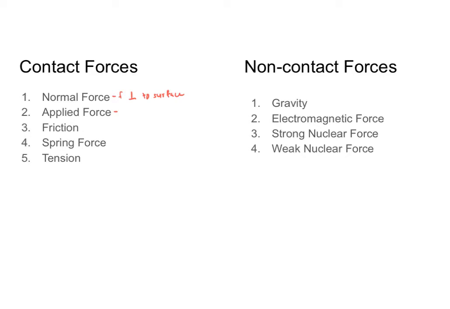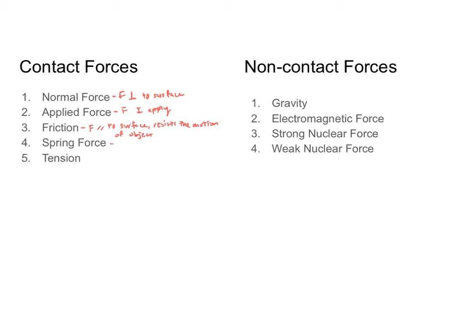The applied force is any force that somebody applies. So if I push or pull something, that is an applied force. Next, we have friction, which is a force that is parallel to a surface that resists the motion of an object. So if you've ever pushed something across the floor, if you've ever slid across the floor in socks and then come to a stop, the thing causing you to come to a stop is friction.